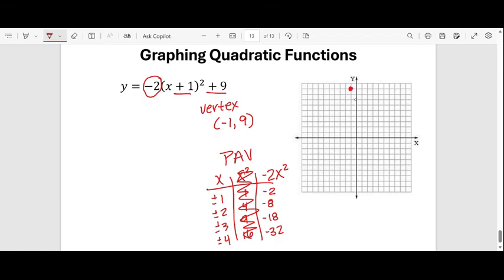We'll go to -1, +9. From there, we'll go left and right 1 square, down 2 squares. Left and right 2 squares, down 8 squares. And then left and right 3 squares, down 18 squares. And you'll be way down here. All right, and that'll be it for graphing.